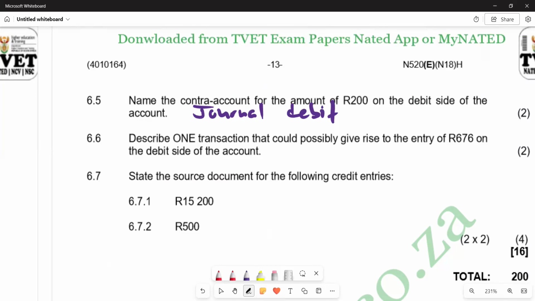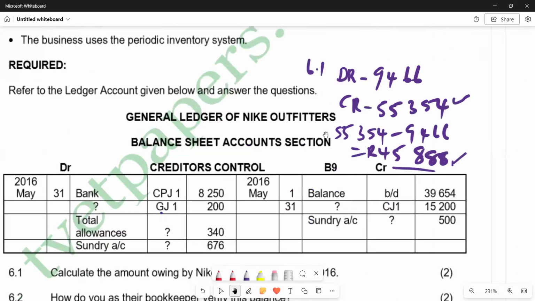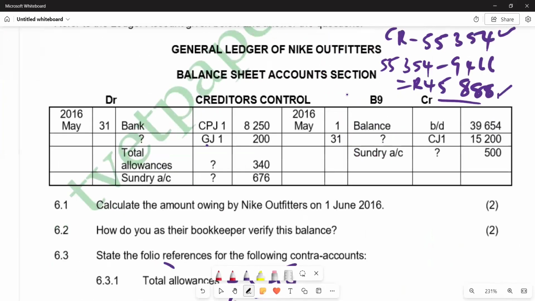Describe one transaction that could possibly give rise to the amount of 676 rands on the debit side of the account. So we go there and check 676 on the debit side. On 676, a sundry account is written. So we try to find out what can give rise to that. Remember, Sandra said these are not regular entries that we make, so something that is irregular, we can refer to as a sundry account.